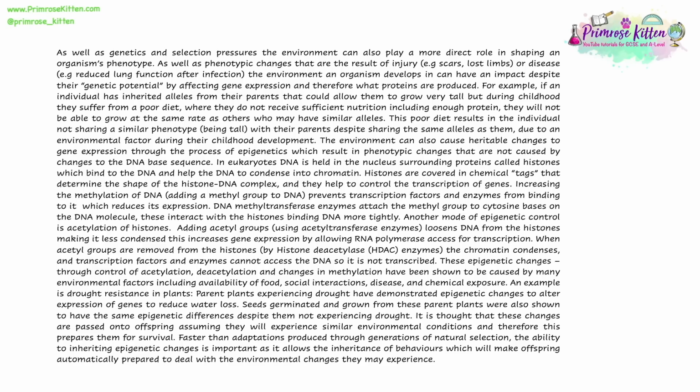These epigenetic changes, through control of acetylation, deacetylation, and changes in methylation, have been shown to be caused by many environmental factors, including availability of food, social interactions, disease, and chemical exposure. An example is drought resistance in plants. Parent plants experiencing drought have demonstrated epigenetic changes to alter expression of genes to reduce water loss. Seeds germinated and grown from these parent plants were also shown to have the same epigenetic differences despite them not experiencing drought. It is thought that these changes are passed on to offspring, assuming they would experience similar environmental conditions, and therefore this prepares them for survival.